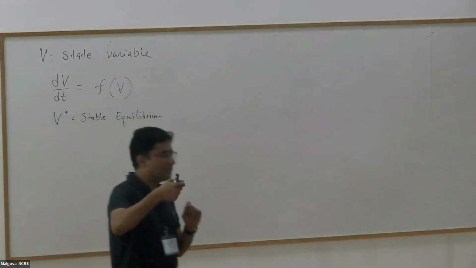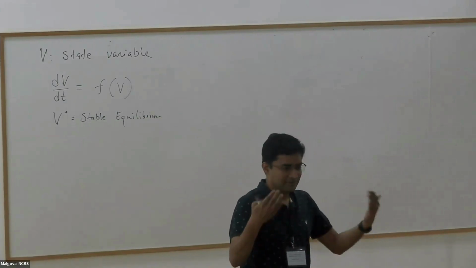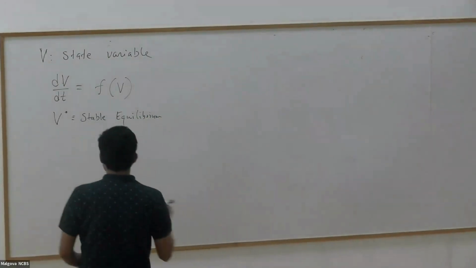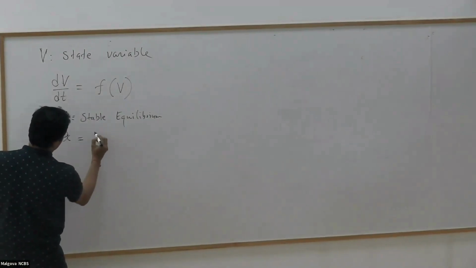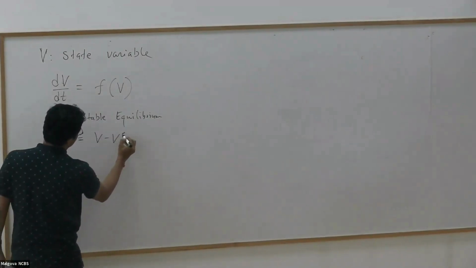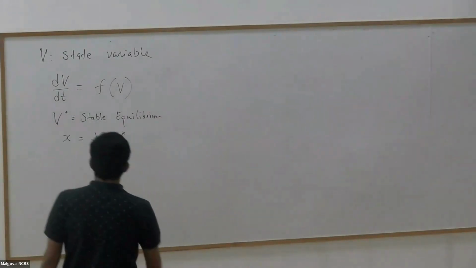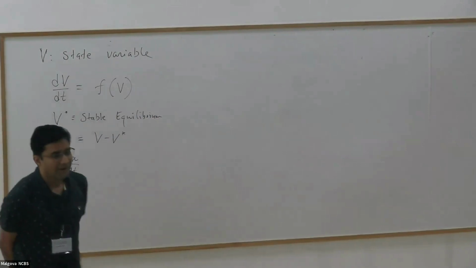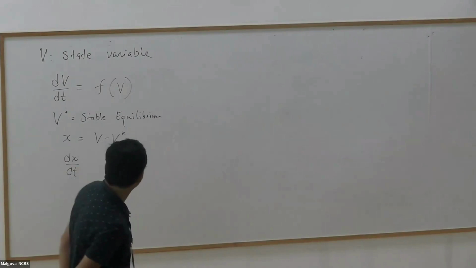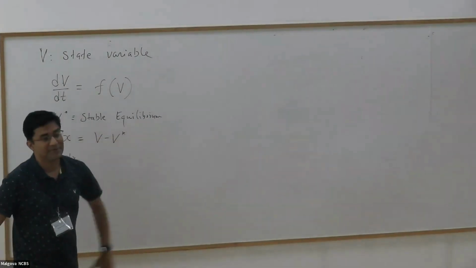So what happens if I make a perturbation to the equilibrium? System comes back. Okay, so let us denote X as a deviation from the stable equilibrium. So what would be the dynamics of this X? What would be an equation that determines the dynamics of a deviation from a stable equilibrium?